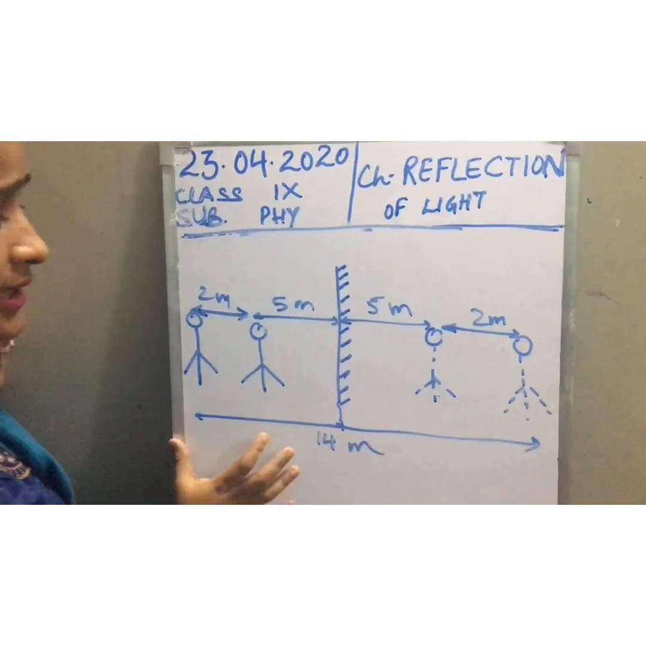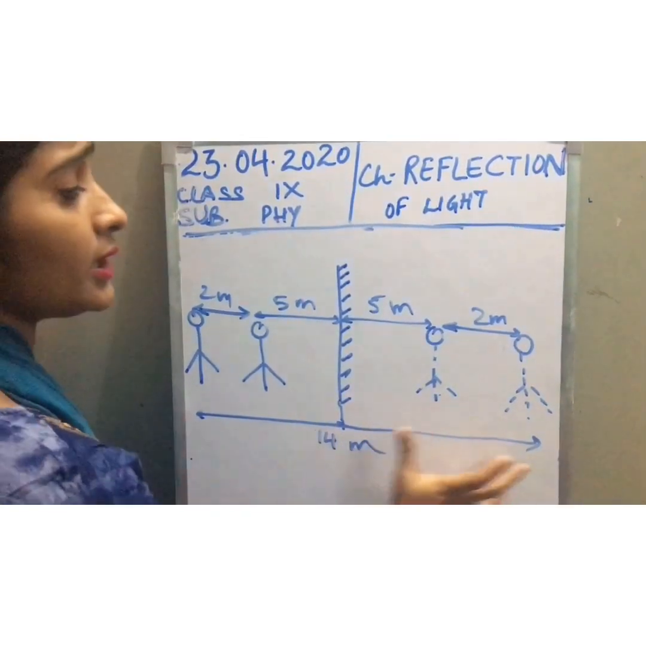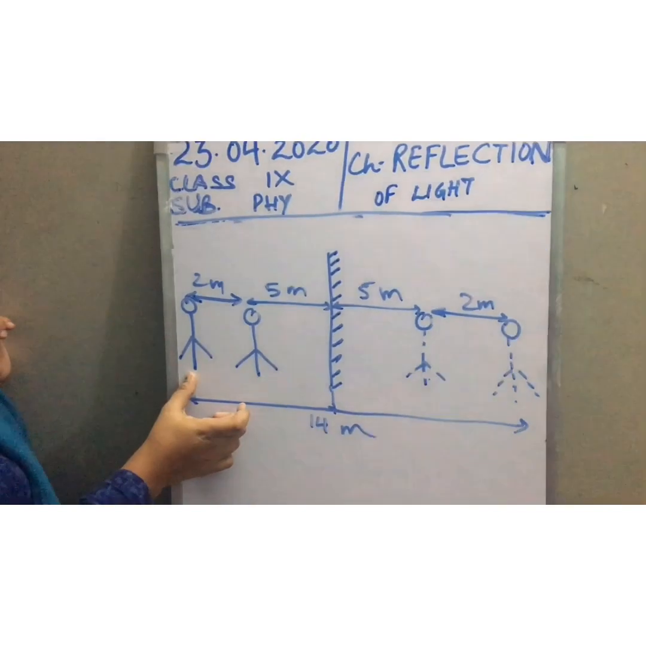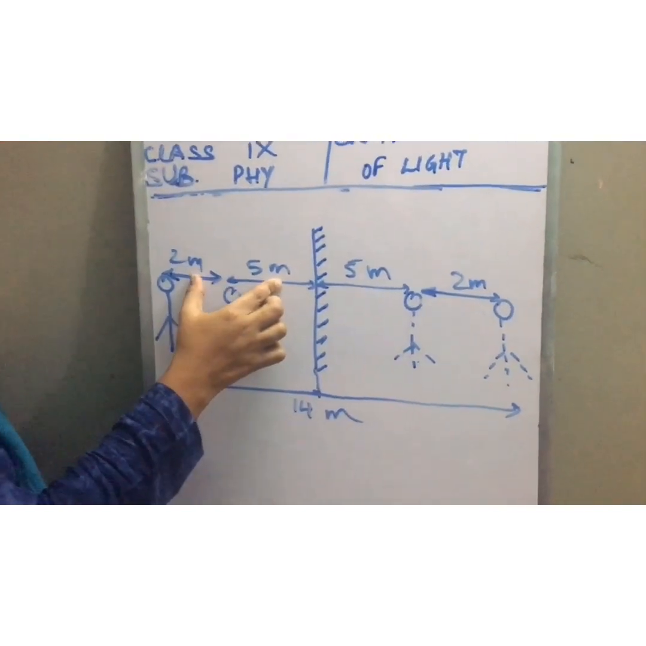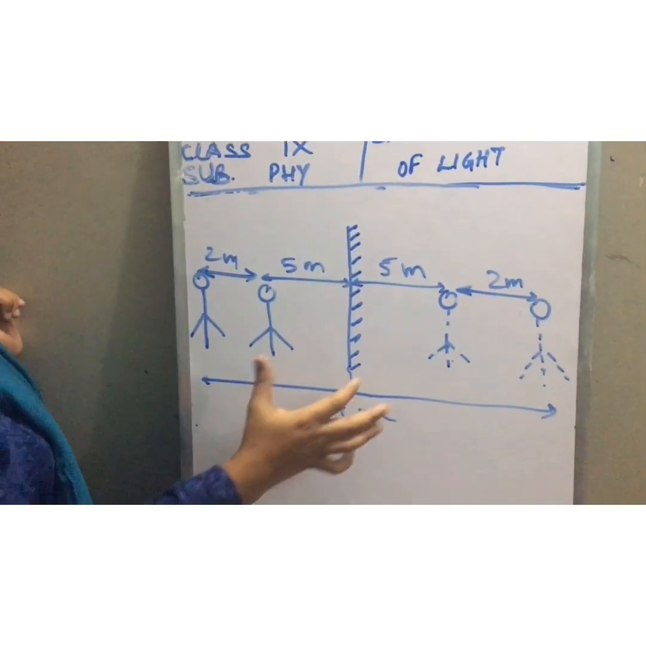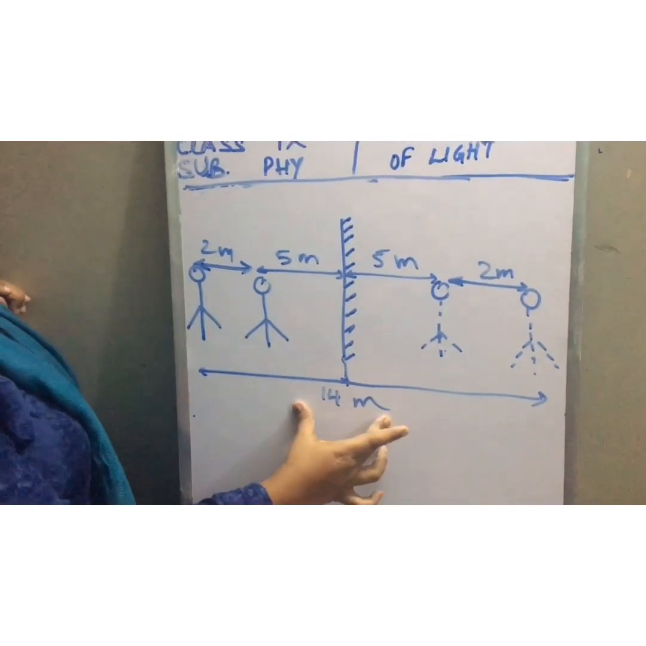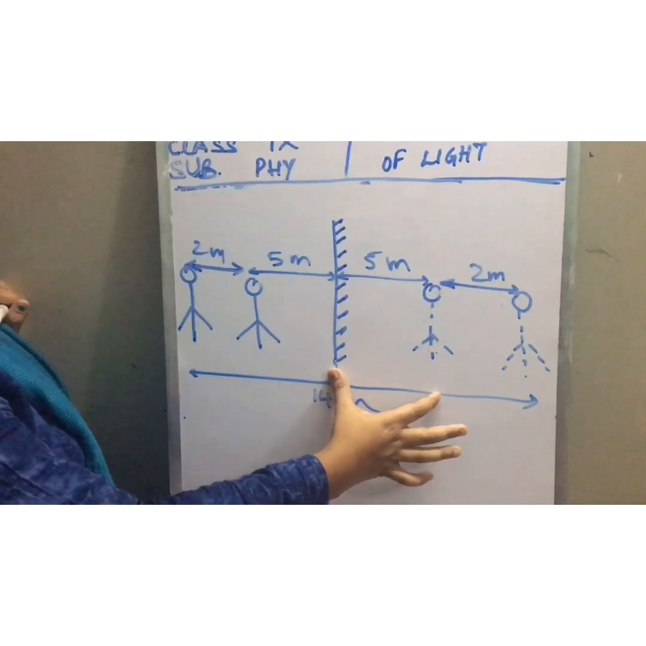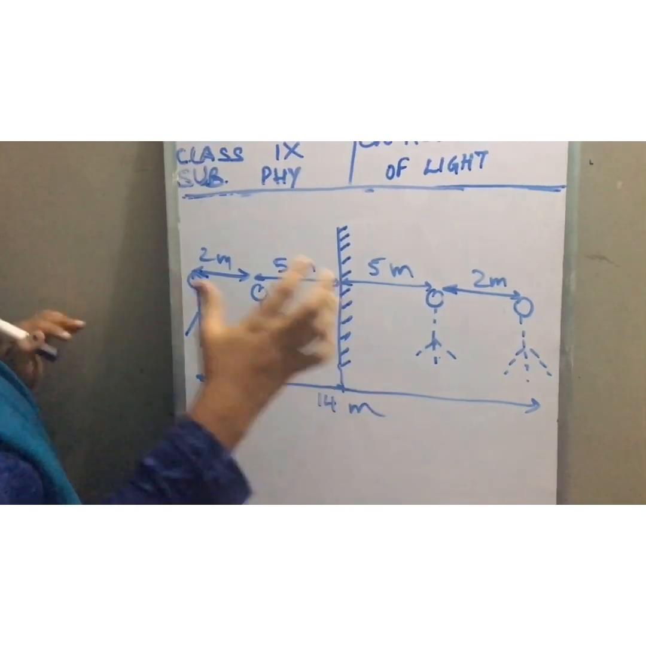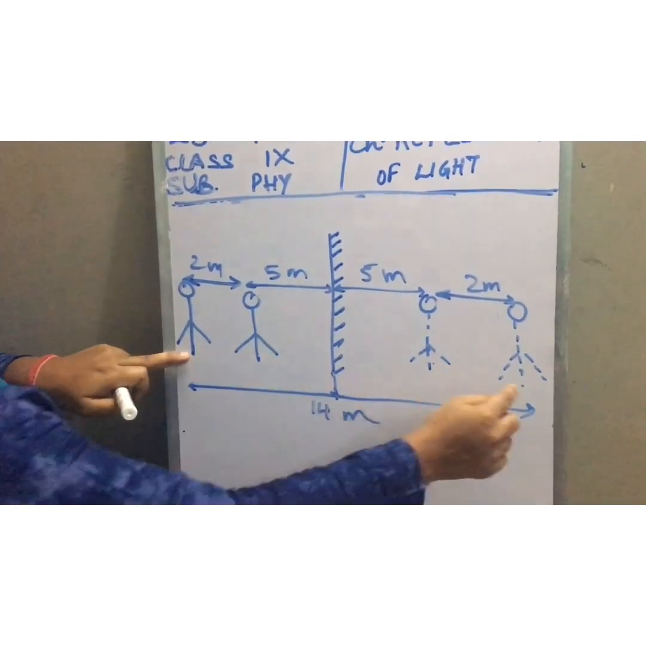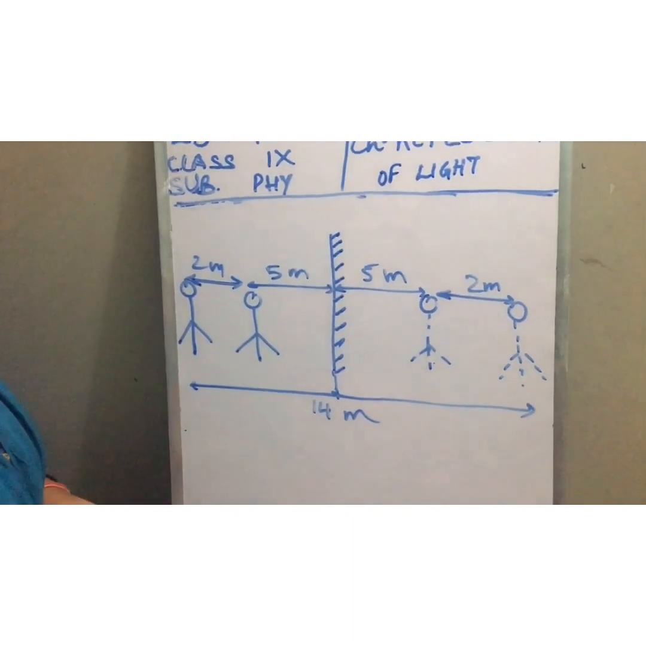Okay, now what is the total distance between the object and the image? See, 5 plus 2, 7 meters in front of the plane mirror, and 5 plus 2, 7 meters behind the mirror. When you sum these two, 7 plus 7, what is it? 14 meters. That means the total distance between the object and the image is 14 meters, students.